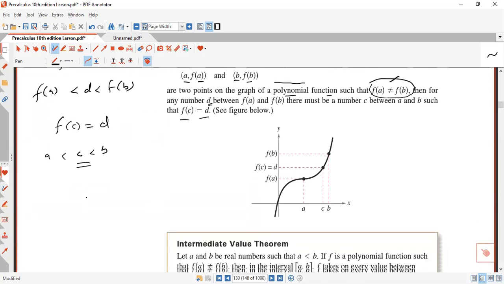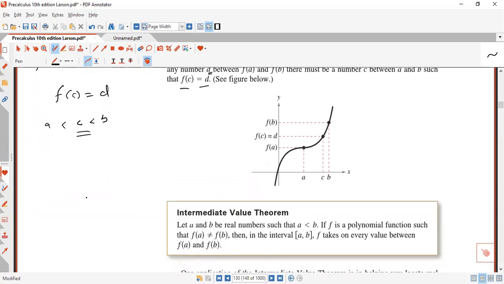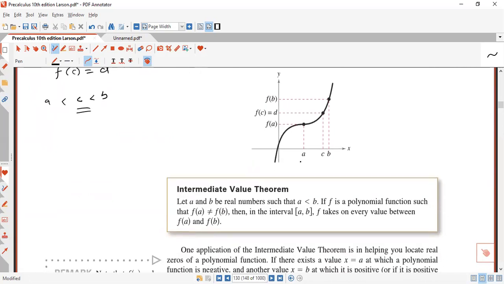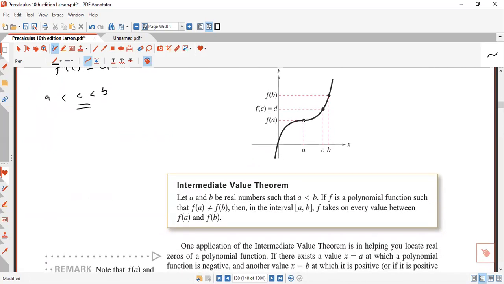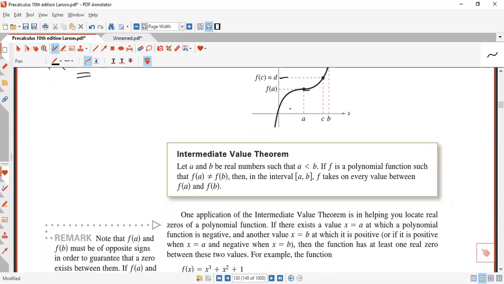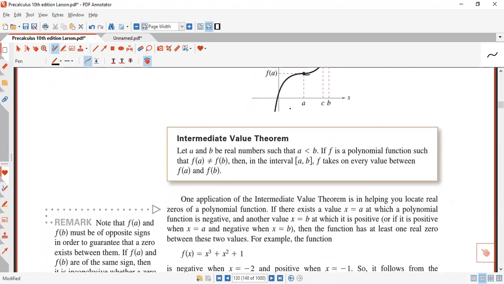So graphically, you can see that from A to B, it's continuous. I'm repeating this intermediate value theorem that I already told you.